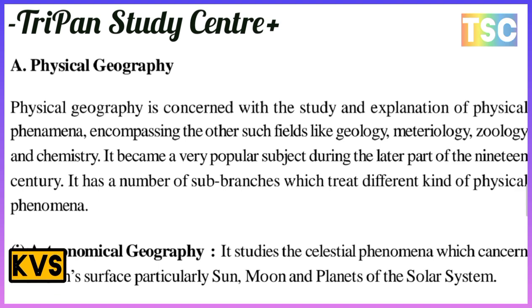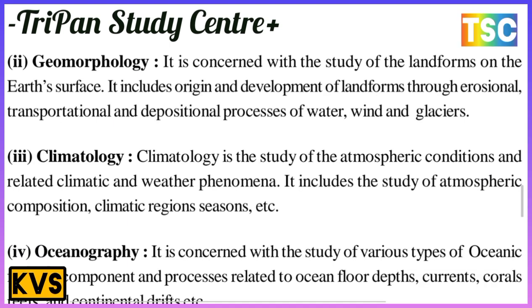It has a number of sub-branches which treat different kinds of physical phenomena. The first is astronomical geography. It studies celestial phenomena which concern the earth's surface, particularly the sun, moon, and planets of the solar system. The next area is geomorphology.